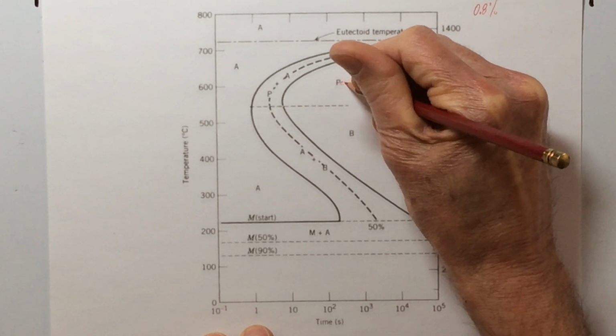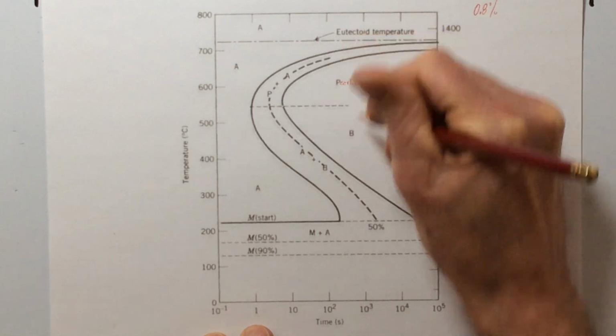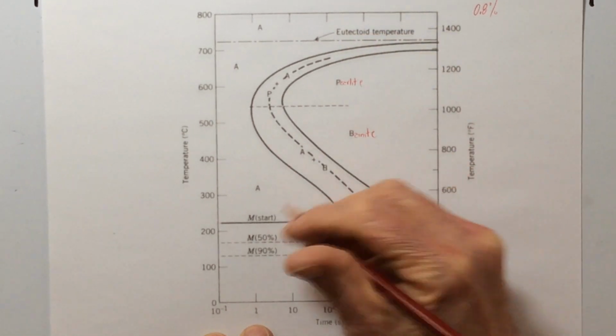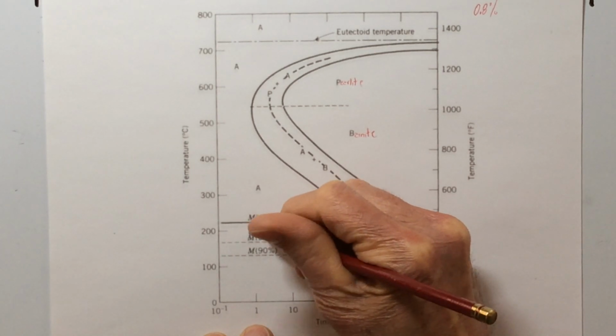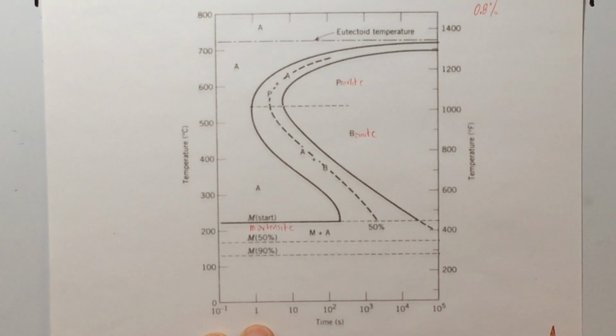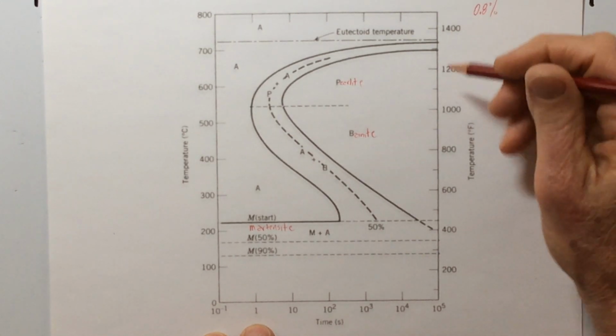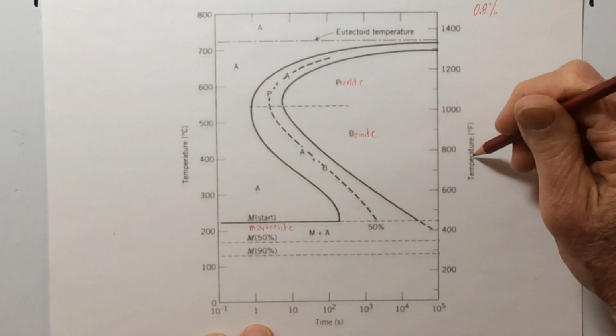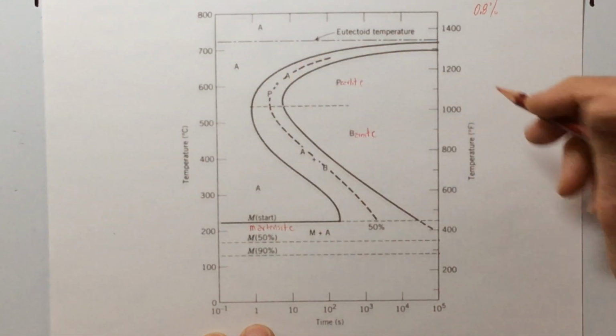So this is pearlite and bainite, and of course down here is martensite. Martensite. All right. So what I'm going to do is show you some potential cooling curves here, and what possibly can happen. The other thing, of course, is this is showing temperature in degrees Fahrenheit, and this is showing temperature in degrees Celsius.